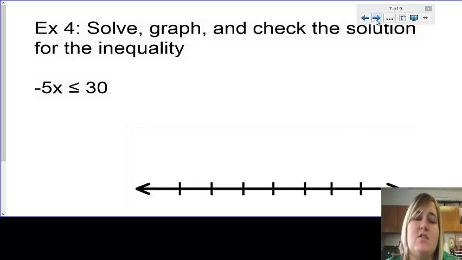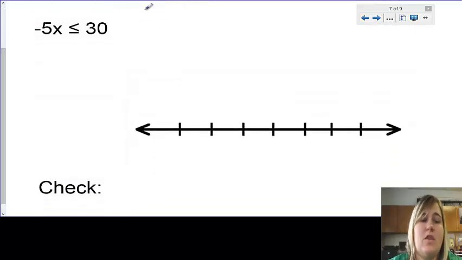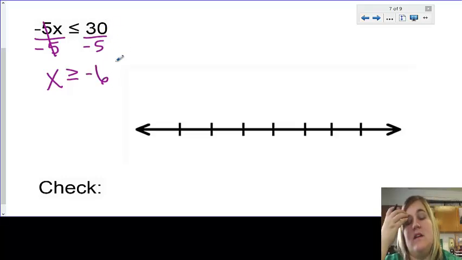Solve, graph, and check the solution for the inequality. So same thing here. I have negative 5x is less than or equal to 30. To get x by itself, I know that these are being multiplied. The opposite is going to be to divide by negative 5. So I'm left with x. When I divide by that negative, the sign has to change. So I'm going to change my sign to greater than or equal to. 30 divided by negative 5 gives me negative 6.